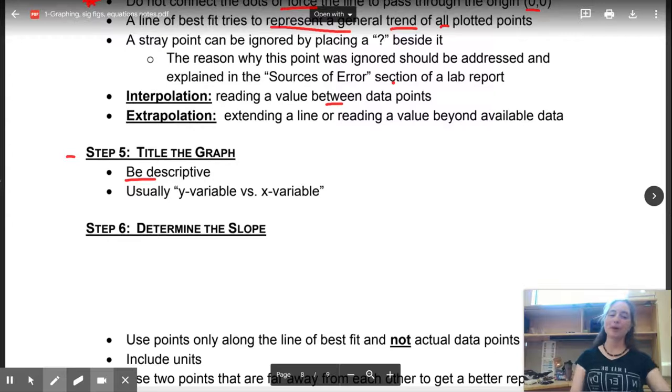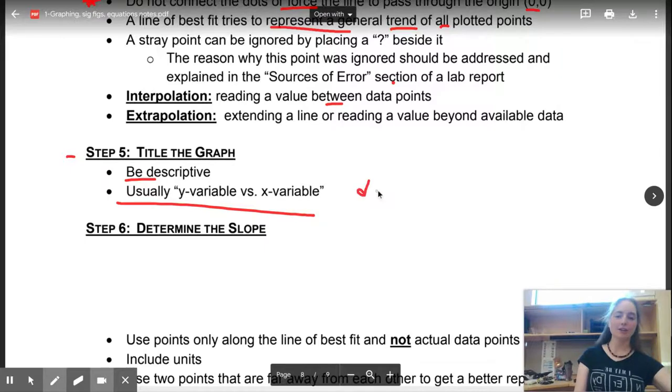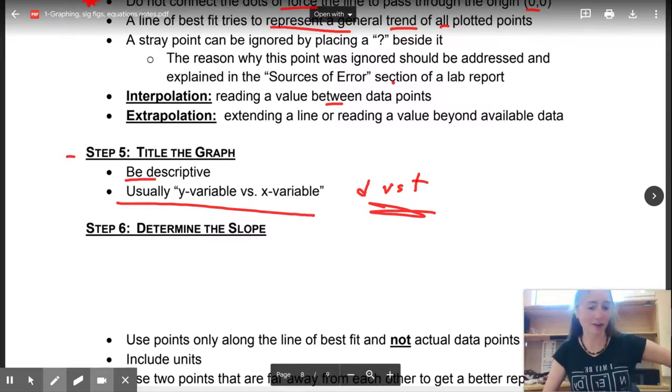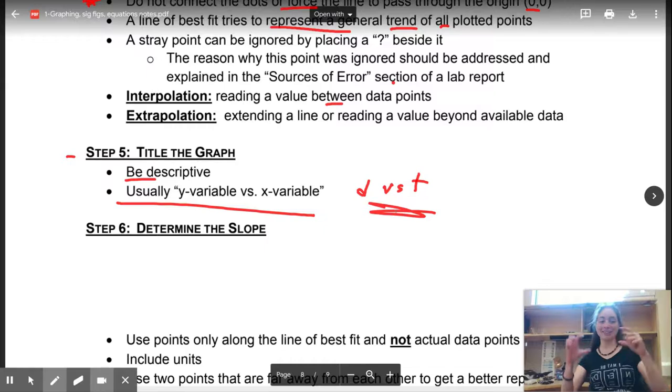So what I want to see is y variable versus x variable. So if it's a distance time graph, you can write distance versus time, d versus t, good enough. Okay, that is the type of title I want. So it's not like I'm asking you to write 3 paragraphs. That'll be your university lab report graphs. I've had graph titles that were a full paragraph. Yeah, pretty crazy.